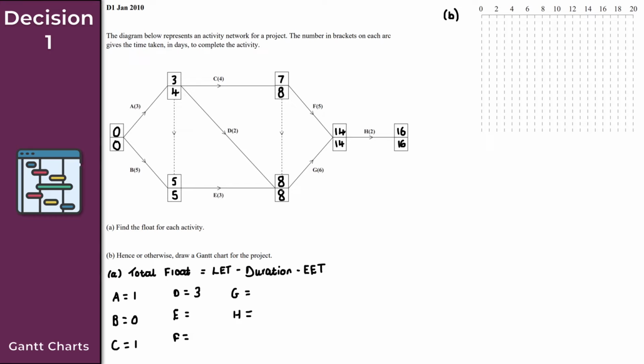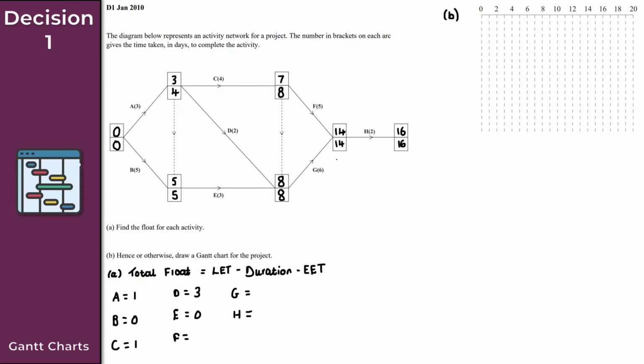So my late event time is 8, minus the duration, which is 3. So 8 minus 3 is 5, minus the early event time of 5. So 5 minus 5, we get a total float of 0. So activity E is also critical, just like activity B. What about F here? So activity F then.